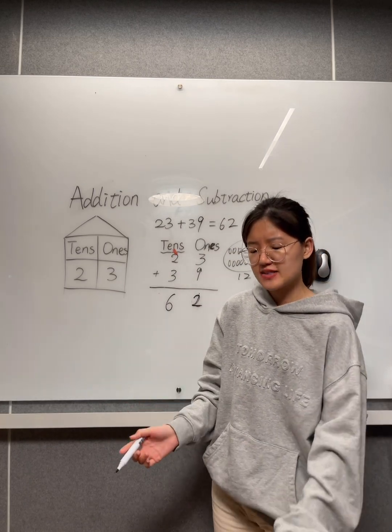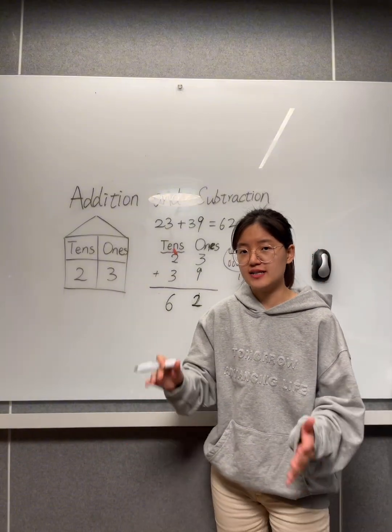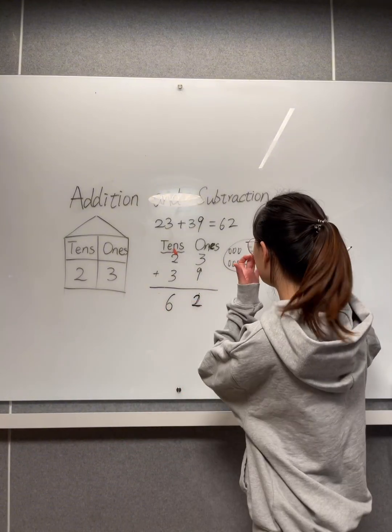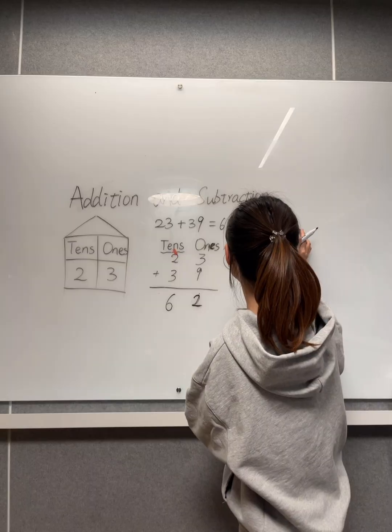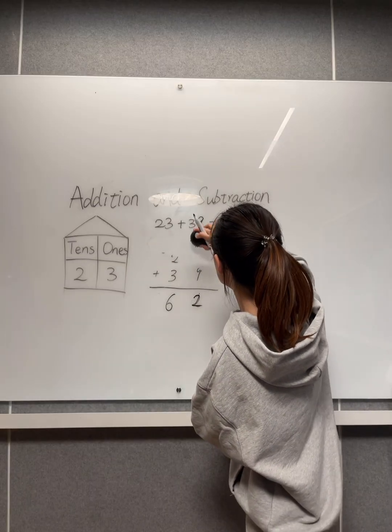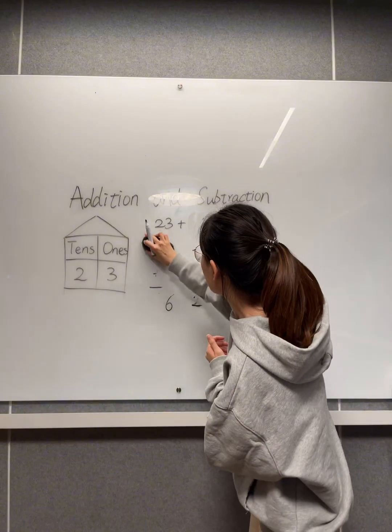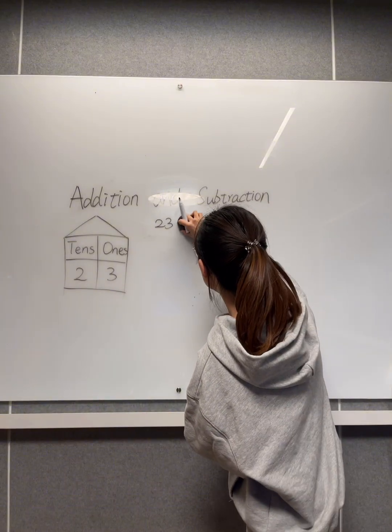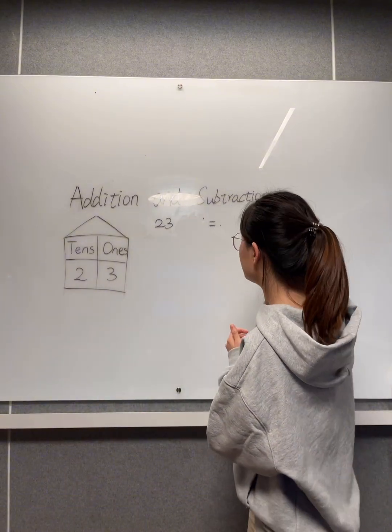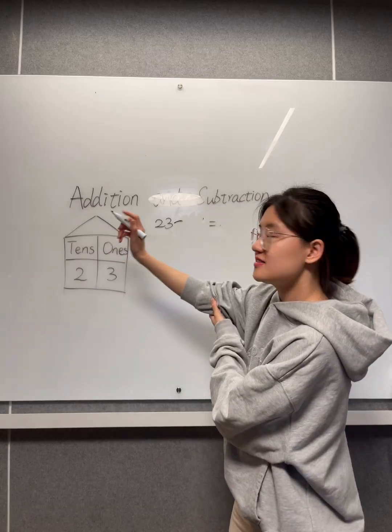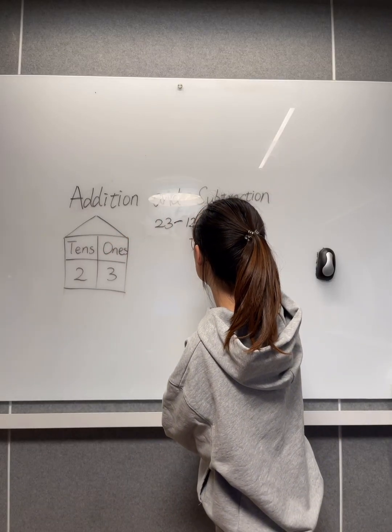And maybe you're confused, how can we do subtraction in the column? I will share with you, okay? So give me 1 second. So still we can use number 23, okay? But this time we can do minus. 23 minus 12. Let's have a try.